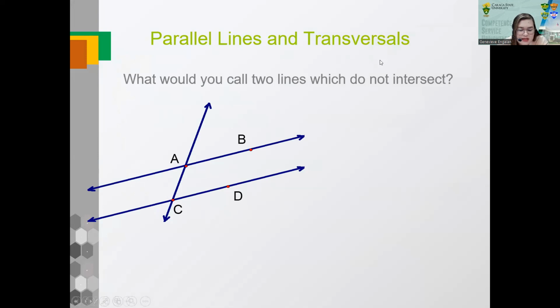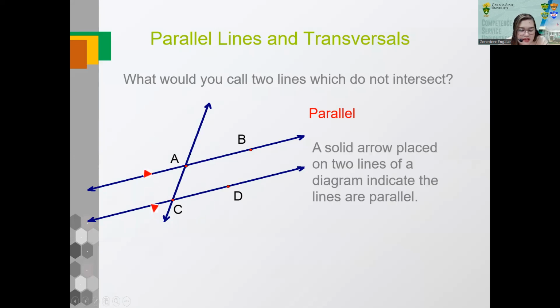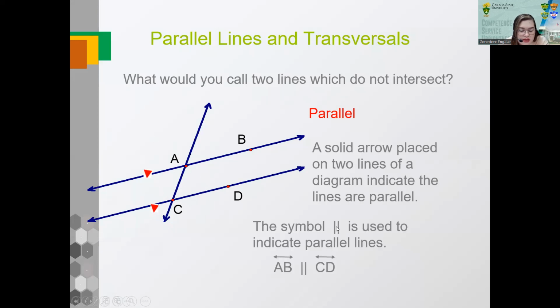Okay, so parallel lines and transversals. So what would you call two lines which do not intersect? Sa ganito, they are parallel lines. Kung parallel line, ang symbol nga parallel sila is kanang solid arrow placed on the lines of the diagram to indicate the lines are parallel. So this one, kanang duha ka line is used to indicate parallel line. So pasabot si line AB is parallel to line CD. So ingon ana na siya pagbasa.